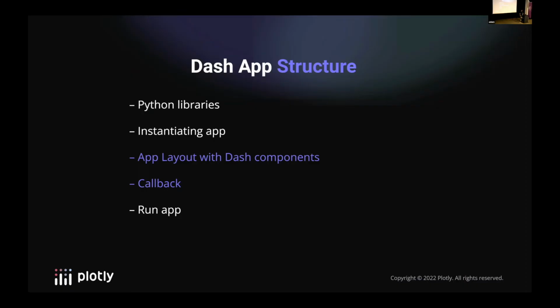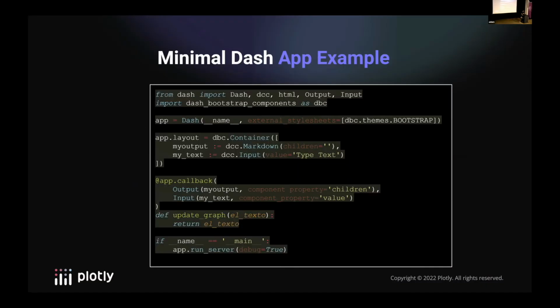So a Dash app structure, like the five pillars of a Dash app. It's important that you know these pillars because it will be a lot easier for you to then build on top of Dash and build more sophisticated things with Dash. So I divided these pillars into two separate colors, as you can see. The white colors represent pillars that don't really change that much. And the purple ones are the ones that you build from the ground up, so they will probably change a lot more often.